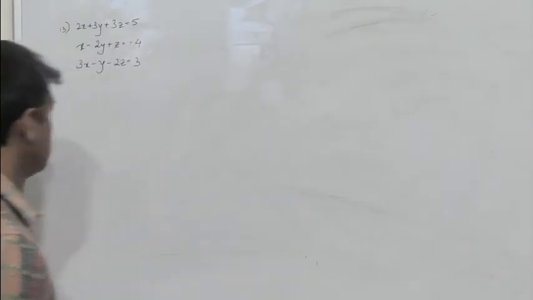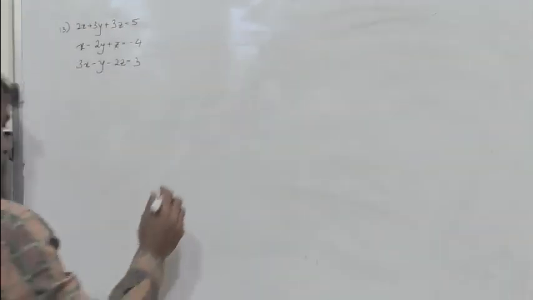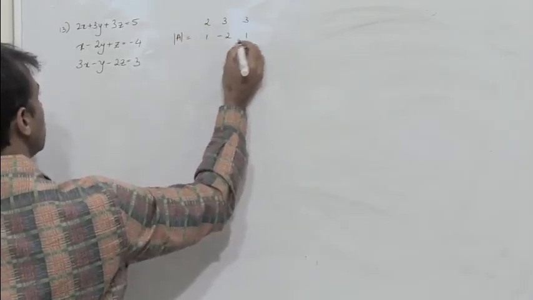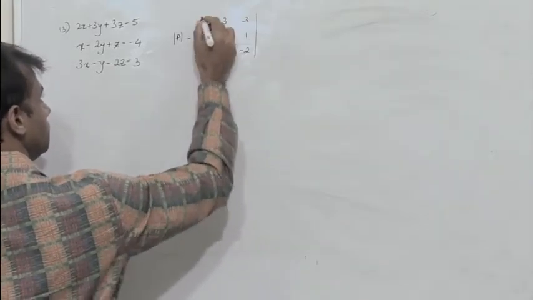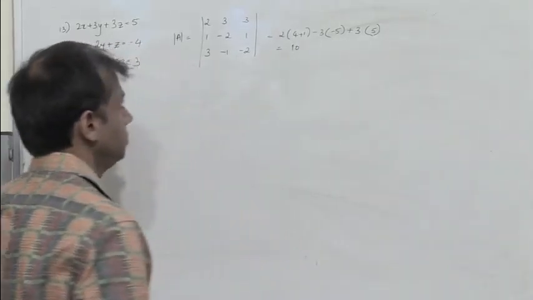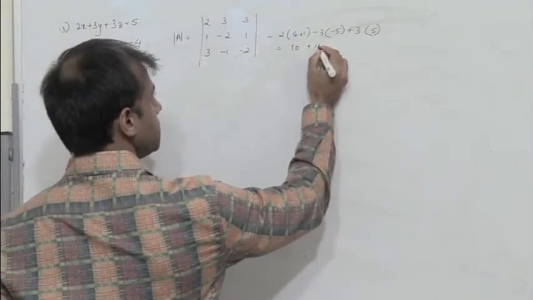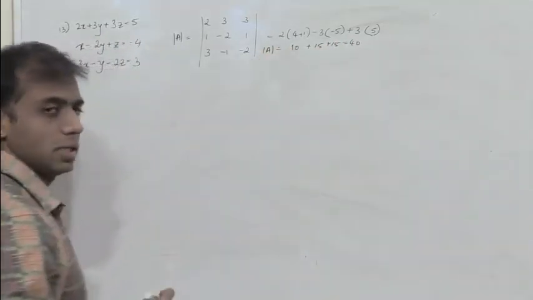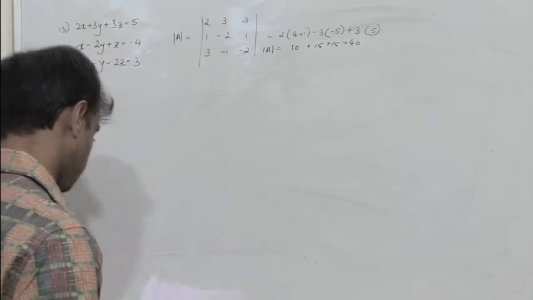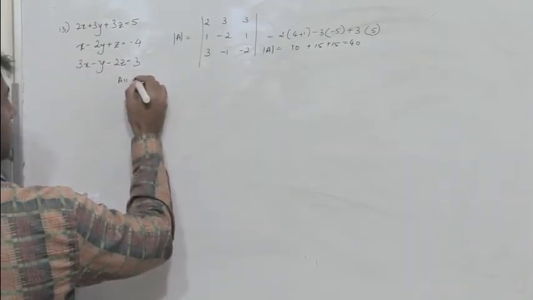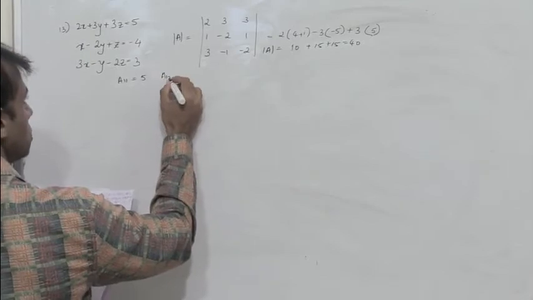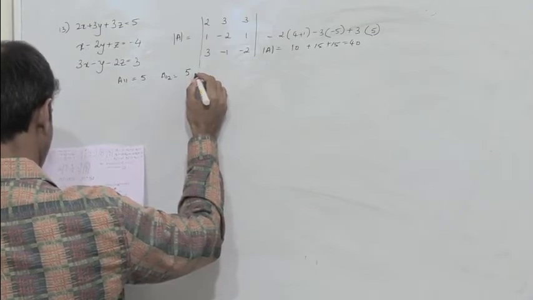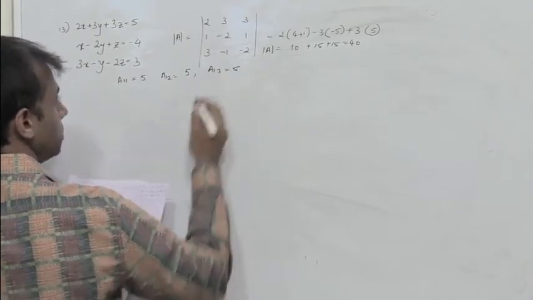So problem 13 is given here. Let's try to find the value of determinant of A. So we have 2, 3, 3, 1, minus 2, 1, 3, minus 1, minus 2. So we get 10 plus 15 plus 15, which is 40. So determinant A is 40. Let's try to find the cofactors. A11 of course is 5. A12 is minus of this, which is 5 again. And A13 is again 5.